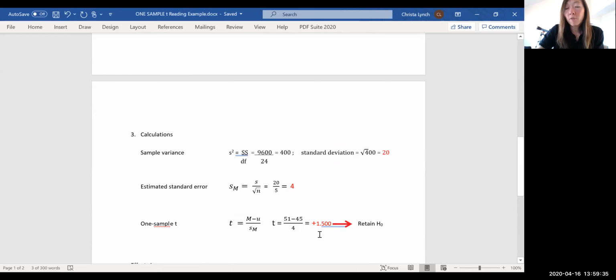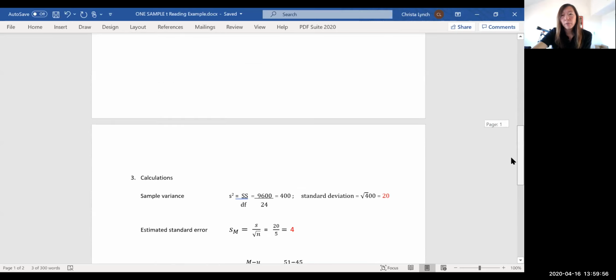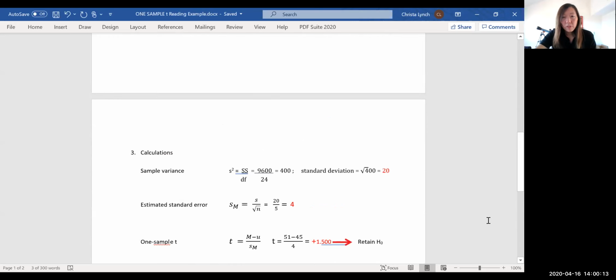So 6 divided by 4 would be a positive 1.500, and 1.500 is not going to be above 2.063. So it's going to be somewhere in here. If it's in this area, then we're going to retain the null hypothesis, which means that there is no significant difference between the results of our reading program and the average results of the reading program for all students. So we're going to retain the null hypothesis.